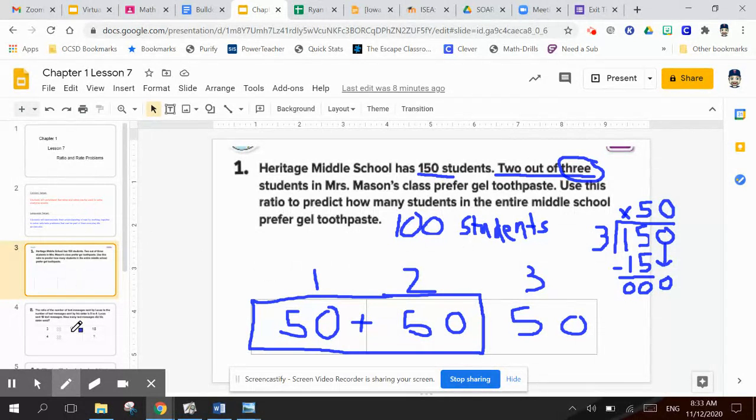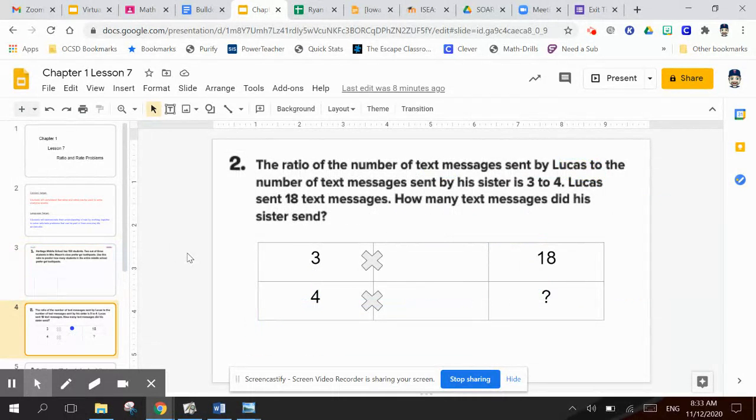Let's try our second one. So here's my second problem. It says the ratio of the number of text messages sent by Lucas to the number of text messages sent by his sister is 3 to 4. Lucas sent 18 text messages. How many text messages did his sister send?